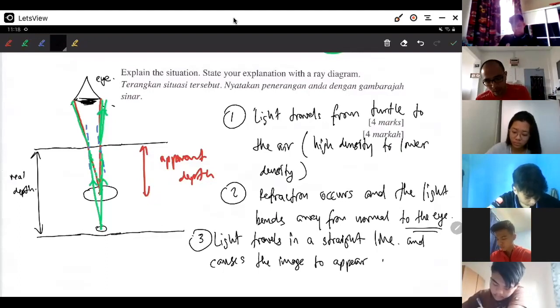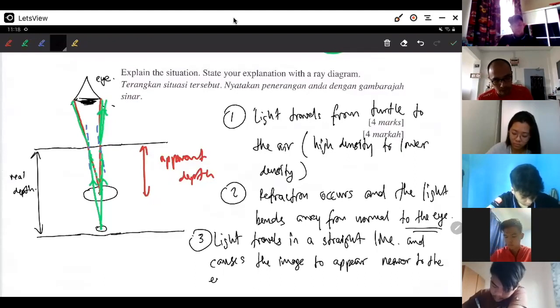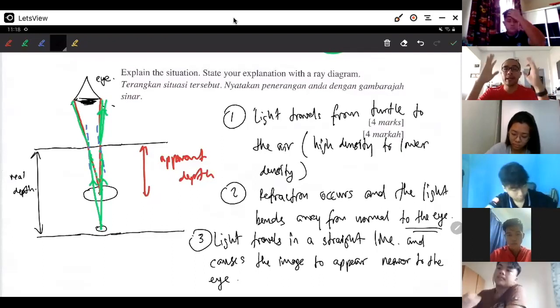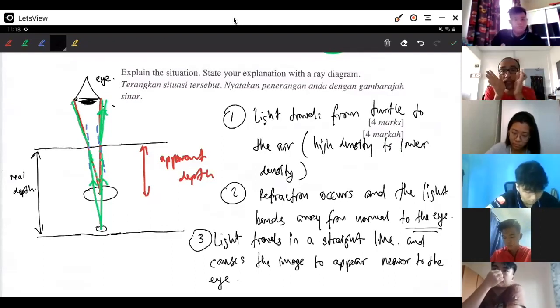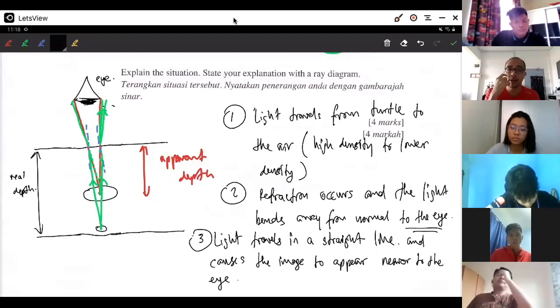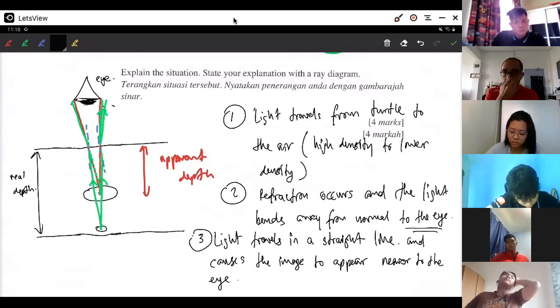Nearer, okay, nearer to the eye. Begitu. Yang kita nampak bahkan cahaya yang sampai kepada kita is the refracted light, but we see it straight because our eyes cannot understand refraction. We only see light in a straight line. So when light comes to us, we see, oh okay, the thing looks nearer than this one.